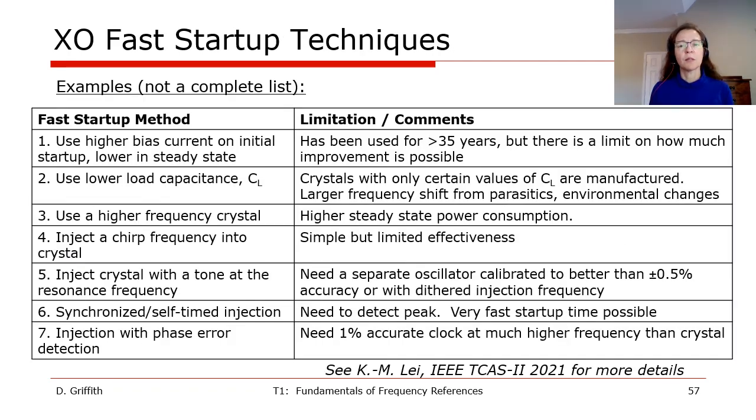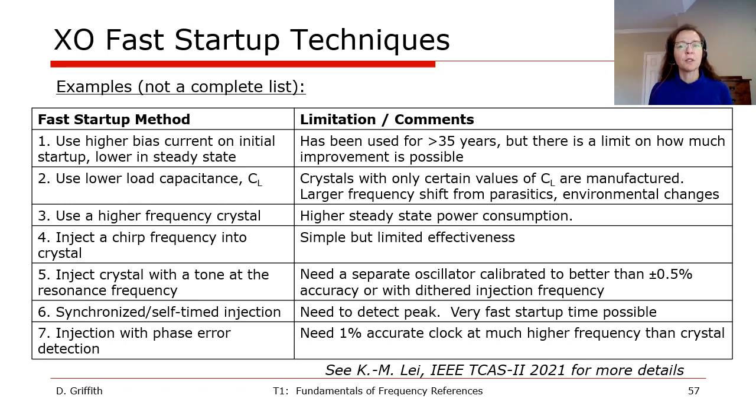So this slide shows some examples of techniques that have been used over the last 35 years to get faster oscillator startup time. You can see a detailed list of references in Lee's paper in TCAS2 from 2021. First, the technique proposed by Vitas in 1988 can be used, which just provides a higher bias current to the oscillator on initial startup, then reduces it during the steady state. This works, but it has a limit to how effective it is. Second, a lower load capacitance can be used. This makes the oscillator frequency more sensitive to environmental changes, though.